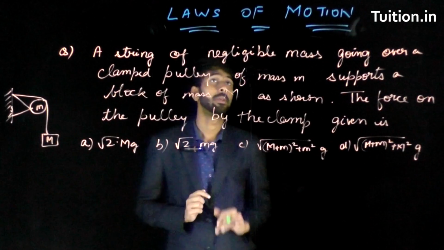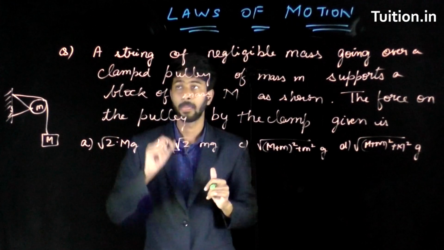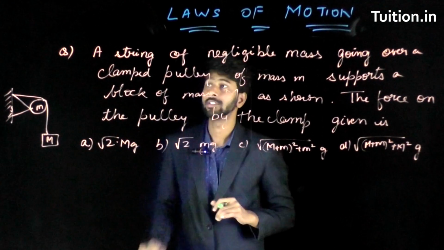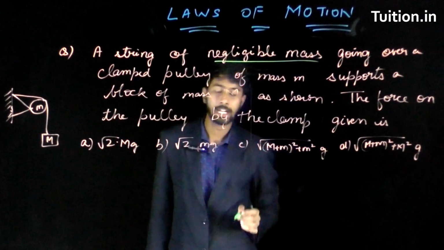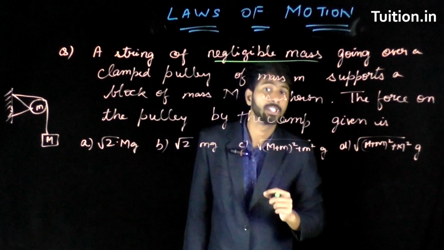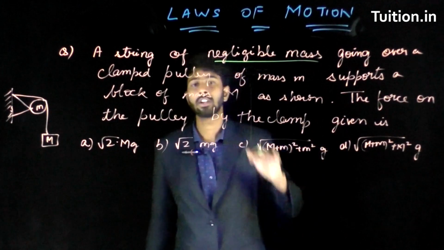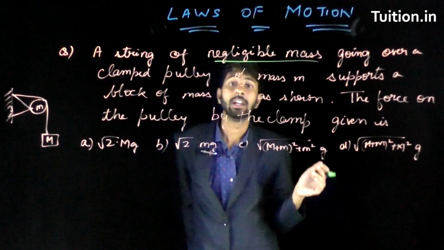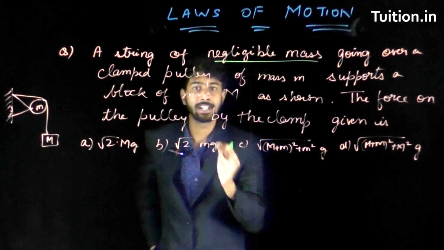So here we have another previous problem from the topic laws of motion. Here is how the problem goes: you have a string of negligible mass. Remember, the moment they say the string has negligible mass, that means it's an ideal string. Sometimes they'll also give that the string is of negligible mass and inextensible, which even more confirms that it's an ideal string.